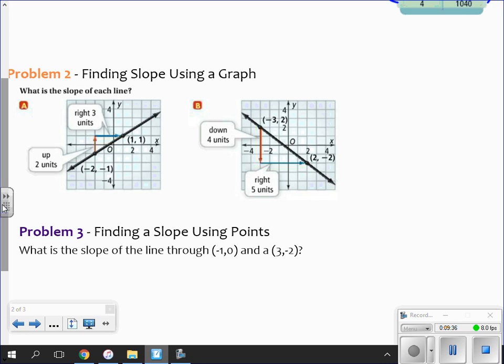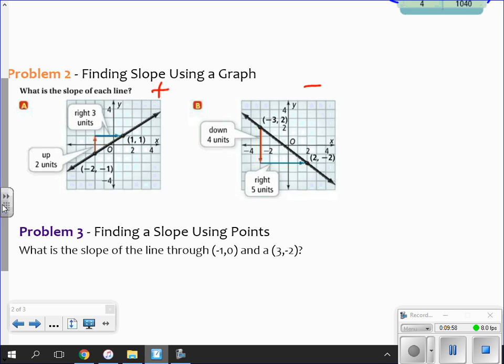This line is going up. If it's going up, then it has a positive slope. The slope is going to be positive. This one, as I go from left to right, goes down. It has a negative slope. Okay. So your answer should be positive or negative accordingly.